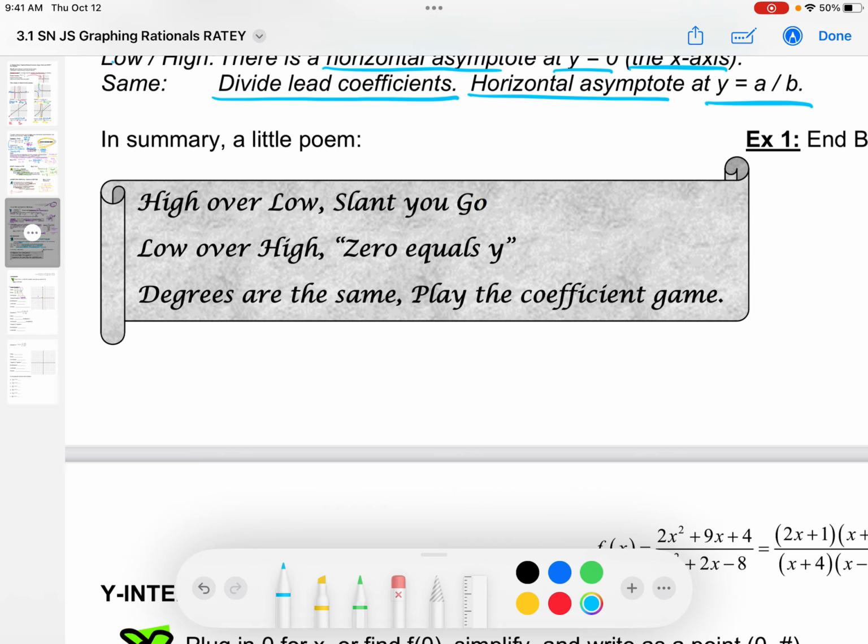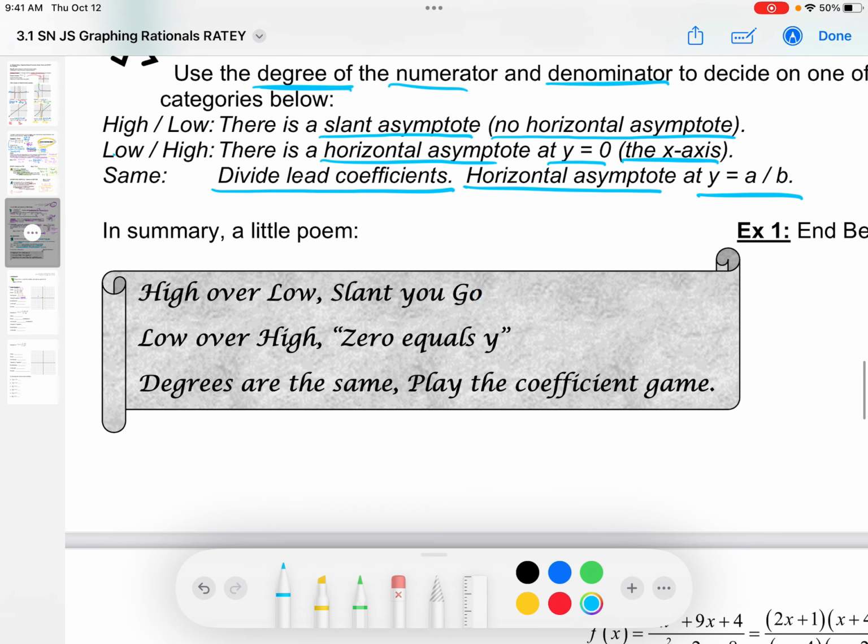So there's a little bit of poetry. Go ahead, tell your English teachers we did some poetry in math. High over low, slant you go, creates the slant asymptote. Low over high, 0 equals y, which is also y equals 0, which is the x-axis. If the degrees are the same, play the coefficient game, meaning divide the coefficients. So high over low, slant we go. Low over high, 0 equals y. Degrees are the same, play the coefficient game.